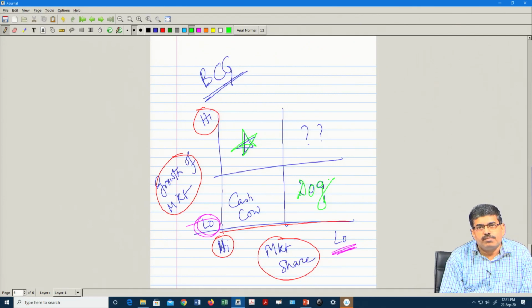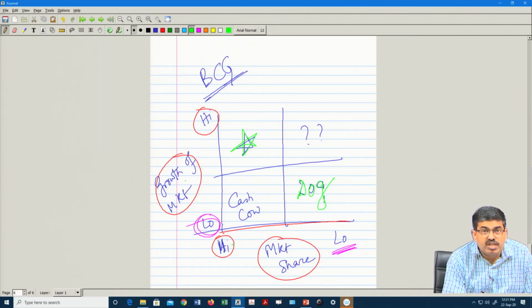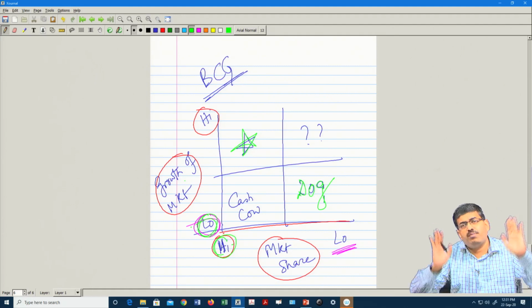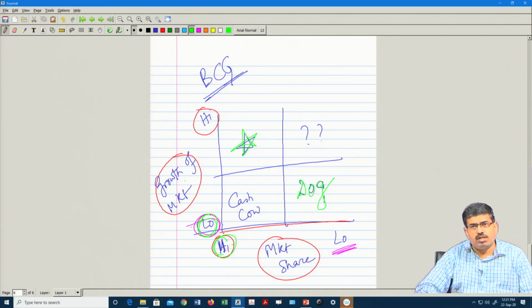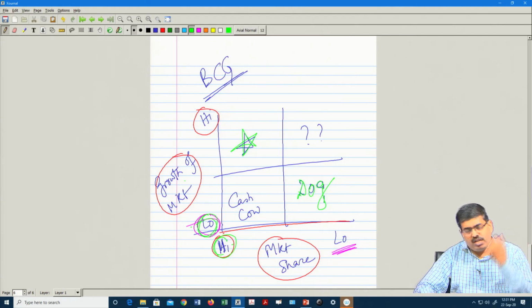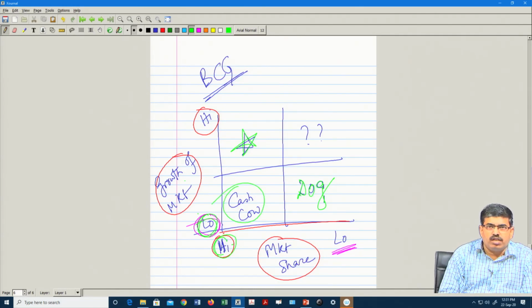Now, let us take another one. Market share is high, but the market is not growing. That means a saturated market. You have 100% market share, but the market is not growing. If the market is not growing, then why do you invest money there? You have the market share, milk it. So, it is a cash cow.